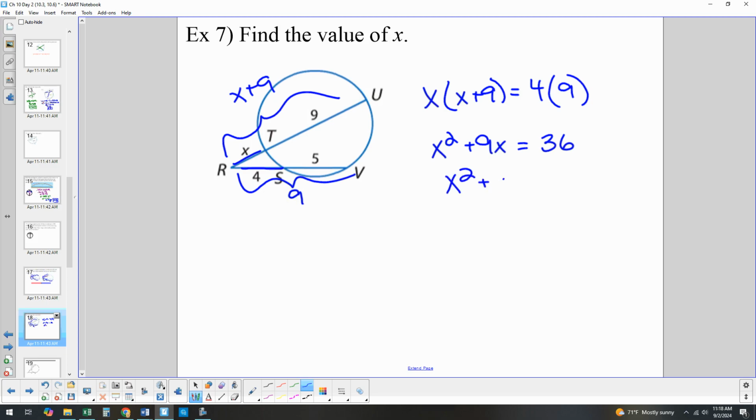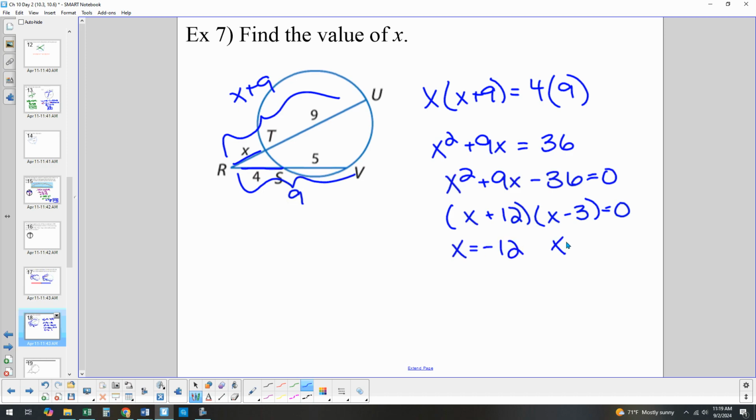So x squared plus 9x minus 36 equals 0. We're looking for the two numbers that multiply to negative 36 and add to positive 9. That's a positive 12 and a negative 3. So that means x would equal negative 12 and x would equal positive 3. Since this x represents an actual length in the picture, it cannot be negative. So our answer is x equals 3.